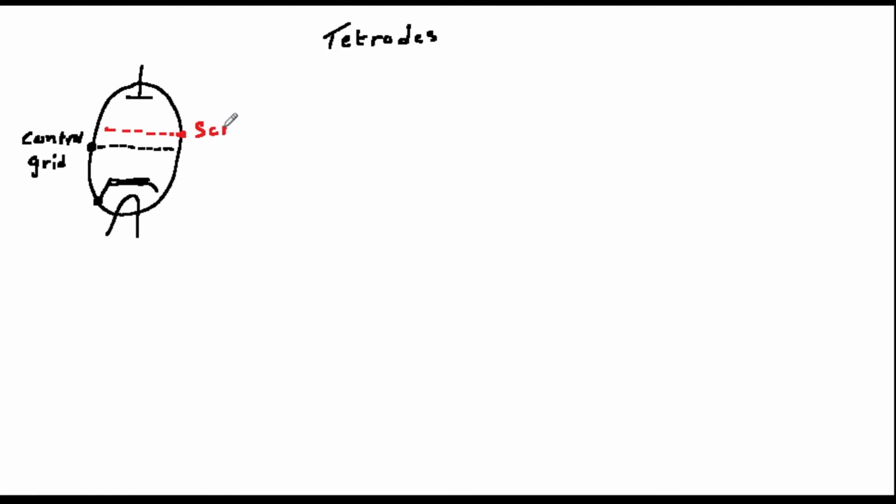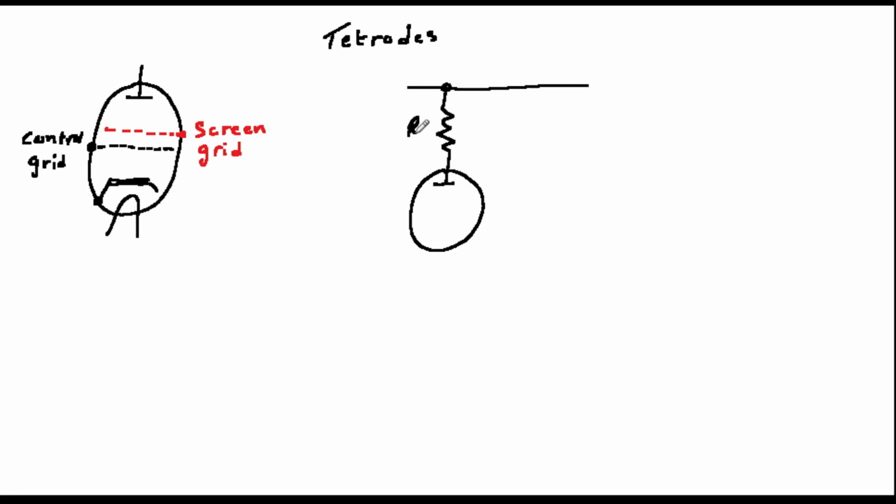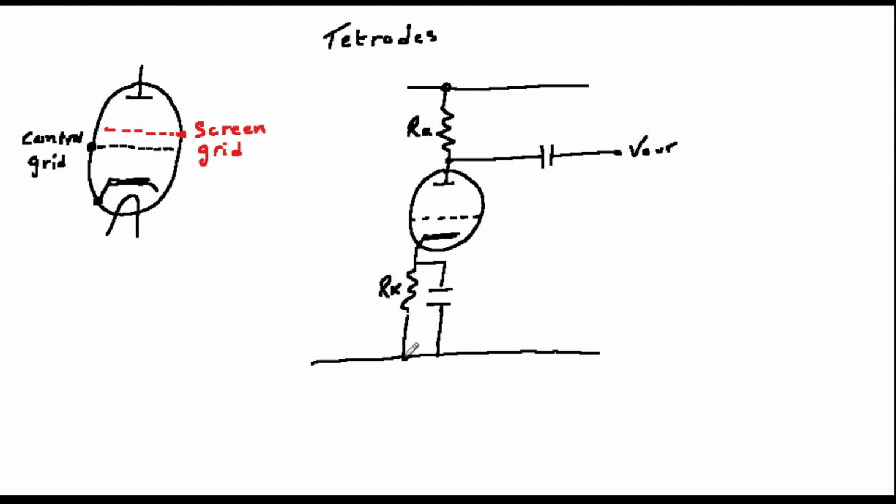The tetrode was an attempt to overcome the problem of capacitance or electrostatic coupling between the electrodes of a triode, particularly the grid and the anode. We discussed this issue in the previous videos about triodes. The basic idea is to add a new second grid into the structure, and this shields the control grid from the influence of the anode. This new grid is called the screen grid, as shown in the diagram.